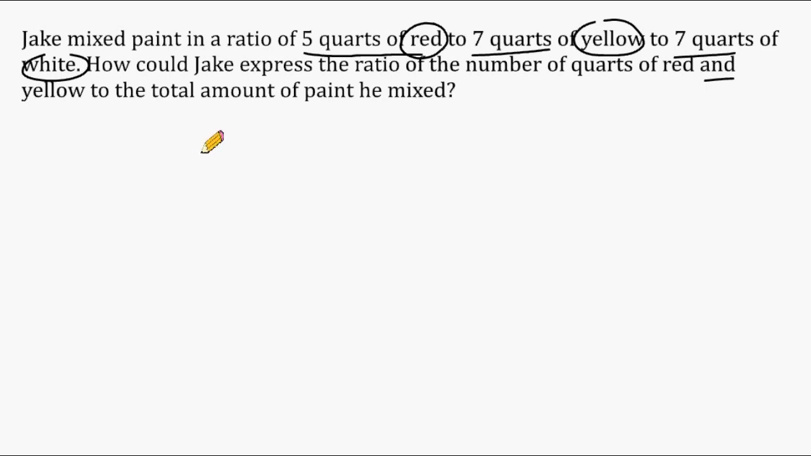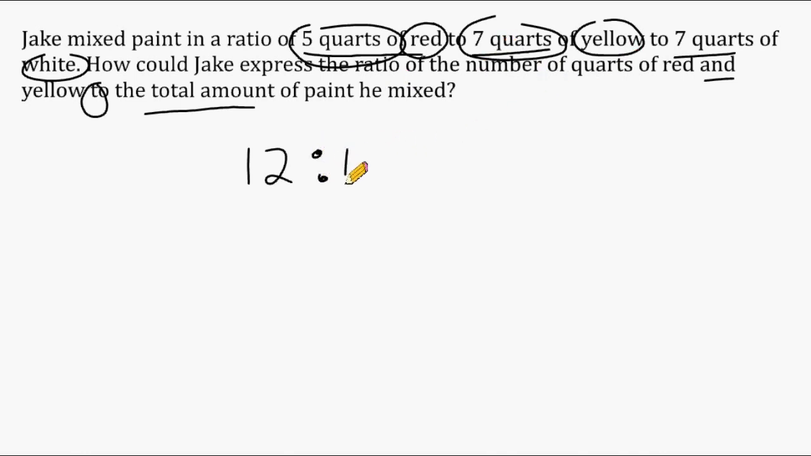And the first number we have to determine is the quarts of red and yellow. So we have to go back to the given information and add the number of red quarts to the number of yellow quarts. So there are 5 red quarts and 7 yellow quarts. So for red and yellow, there is a total of 12 quarts. And we have to state that as a ratio to the total amount of paint he mixed. And he mixed 5 quarts of red, 7 quarts of yellow, and 7 quarts of white. So we have to add all 3 of those numbers for the total quarts, which would give us 19. So we would say the ratio of paint that Jake mixed of red and yellow compared to the total amount is 12 quarts to 19 quarts.